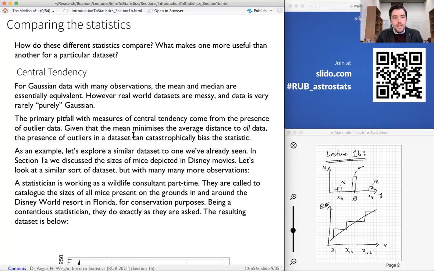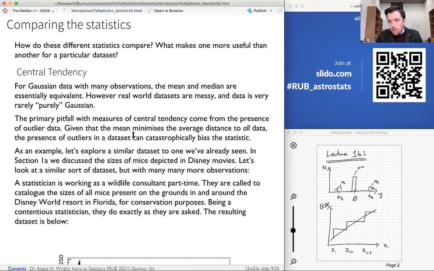Okay, so now we're going to get to the interesting part of comparing the statistics. So what is the point? Why are we interested in having different statistics for different use cases, or why is it relevant that we have a median and a mean, or a standard deviation and an NMAD? Why are these things useful? When are they useful? What are the pitfalls, et cetera? So we're going to go through those right now. We're going to start by looking at central tendency.